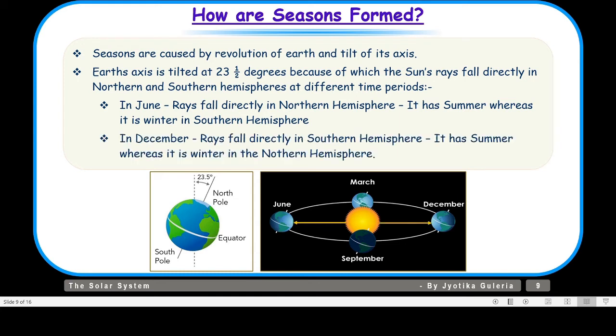Whereas in December, rays fall directly in the southern hemisphere. It has summer, whereas it is winter in the northern hemisphere. So as you can see here, the southern hemisphere is now tilted towards the sun, so it will receive the light of the sun and it will experience summer, whereas the northern hemisphere is now away from the sun and it will experience the winter season.